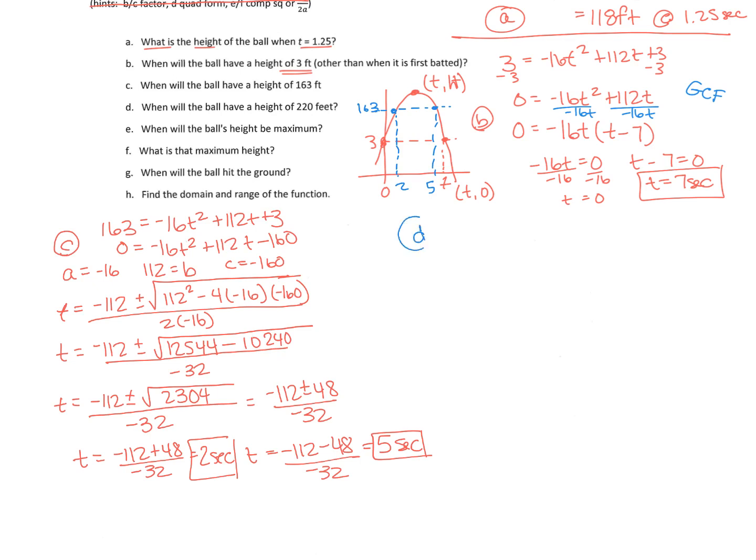So let's do D. D says, when is it at 220 feet? So I'm going to set my height to 220 equals negative 16t squared plus 112t plus 3. And I'm going to subtract the 220 over, and I get negative 16t squared plus 112t, and I believe you get minus 217. Oh, and I forgot a t right here. I'm so sorry. It's very messy right there.